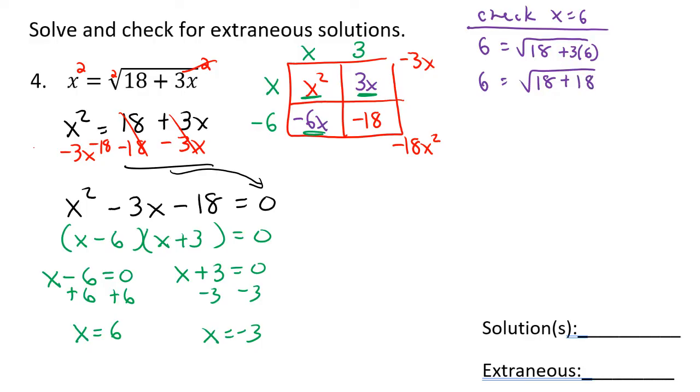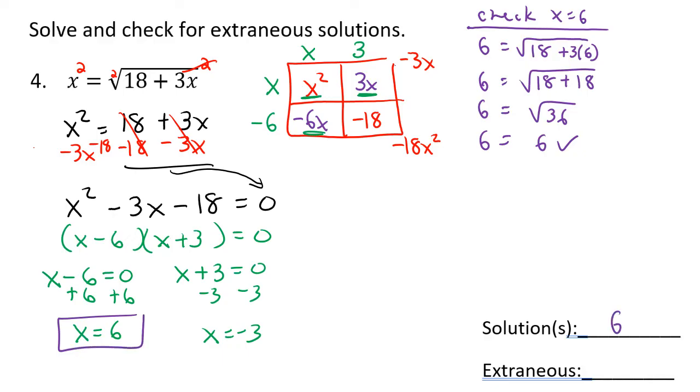So 3 times 6 is 18. 18 plus 18 is, I believe, 36. So we have the square root of 36, and the square root of 36 is 6. Since both sides are the same, 6 is 6. That makes sense. We know 6 is going to be a solution.